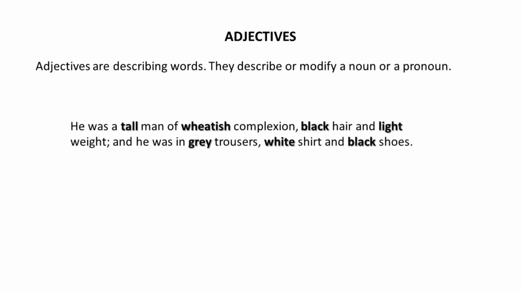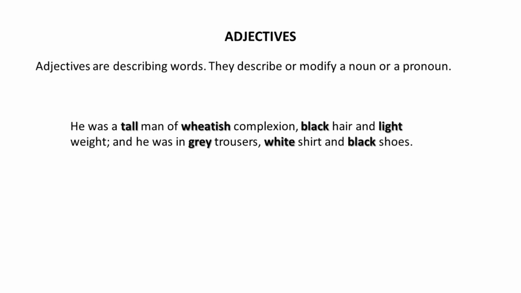He was a tall man of whitish complexion, black hair, and light weight, and he was in grey trousers, white shirt, and black shoes. All these words in bold letters: tall, whitish, black, light, grey, white, black. All these words that you have used to describe the person, his dress, his shoes, etc. are adjectives. So that's what we use adjectives for, to describe nouns or pronouns.